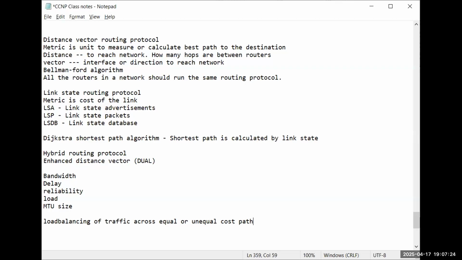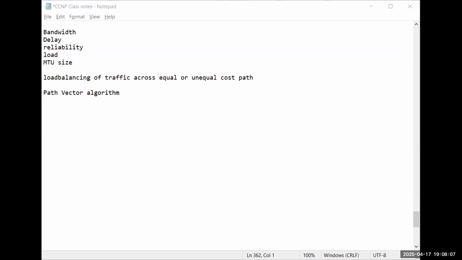So by default, it's going to advertise the delay, bandwidth, and all this. These are the information it's going to advertise in order to calculate the shortest path. So path vector, this algorithm is used by the BGP protocol. It's similar to distance vector only, but there's a difference. Instead of looking into distance only, it calculates with various attributes. Here we call them attributes to calculate the shortest path.